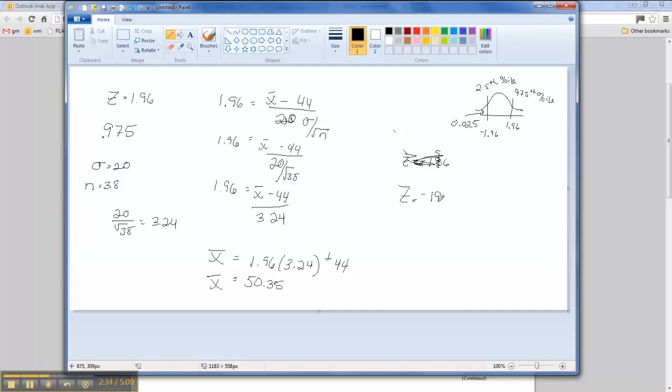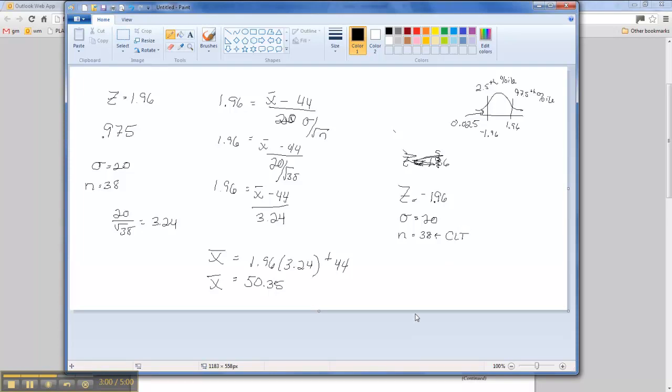Then you would do the exact same thing that I just did, with the standard deviation being 20 and your n equaling 38. And, by the way, we assume normality because our sample size is greater than 30. That's the central limit theorem. That lets us do that.